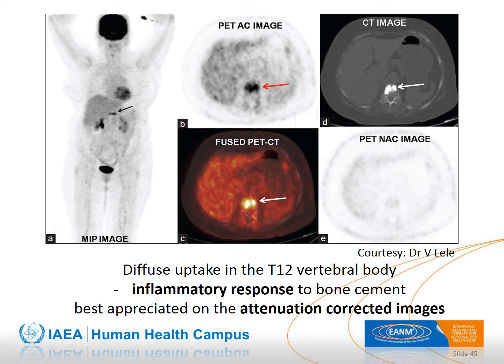It is interesting to note that the uptake is best visualized on an attenuation corrected image as compared to the non-attenuated images where the uptake may be masked due to central attenuation. The CT image, and particularly the fused PET CT image, help to localize the uptake precisely to the vertebral body, where the presence of cement suggests that this is an inflammatory response to the cement present from an earlier bone surgery.